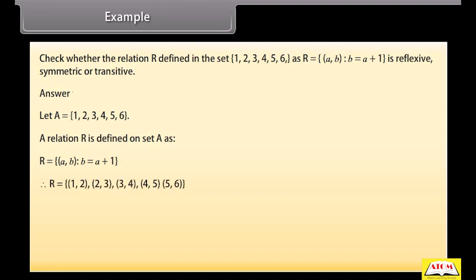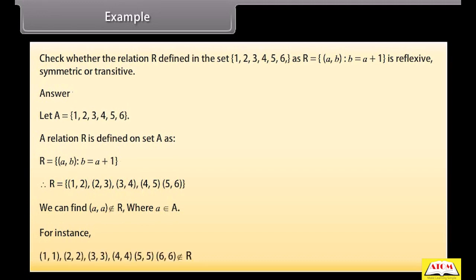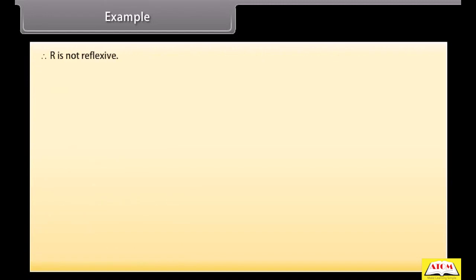Therefore, R = {(1, 2), (2, 3), (3, 4), (4, 5), (5, 6)}. We can find (a, a) does not belong to R where a belongs to A. For instance, (1, 1), (2, 2), (3, 3), (4, 4), (5, 5), (6, 6) does not belong to R. Therefore, R is not reflexive.